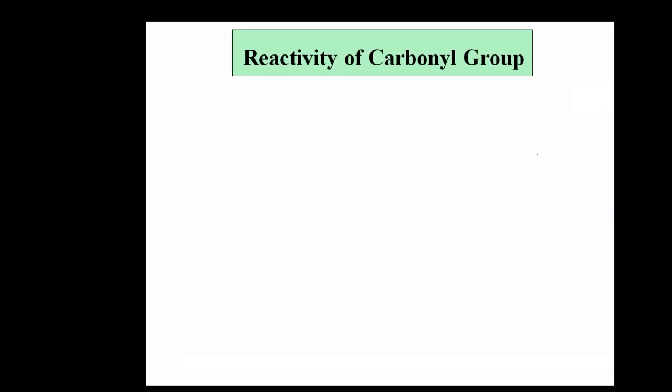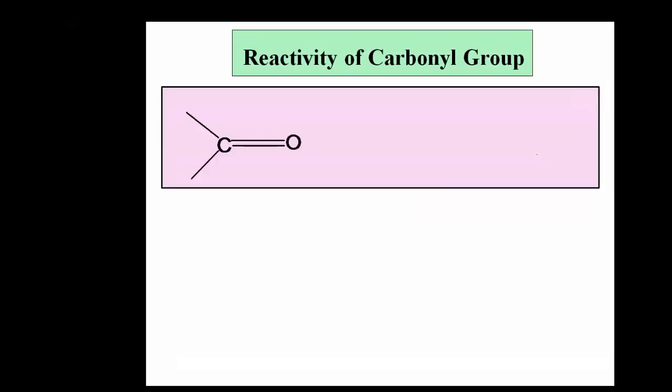Reactivity of carbonyl group. This is a carbonyl group. We know that in the carbonyl group, oxygen is more electronegative than carbon. Therefore, what happens? This bonded electron pair is attracted towards oxygen, with oxygen having a partial negative charge and carbon having a partial positive charge. This means the C=O bond, the carbonyl bond, is polar.